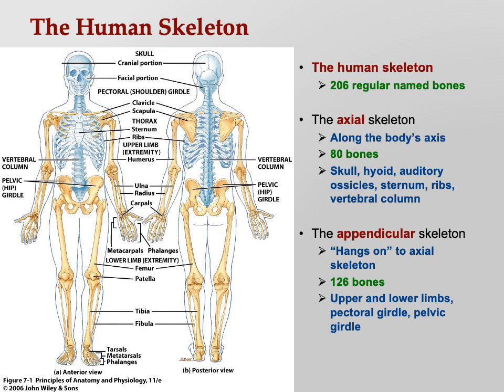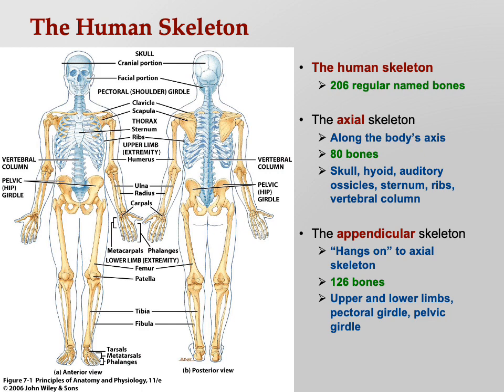Now let's look at those terms and make sure we know what's going on. Upper and lower limbs, we're talking about your arms and your legs. 2 arms, 2 legs. The pectoral girdle is what holds your arms onto your axial skeleton. So in other words, the arm has to be attached in order to connect to your axial skeleton.